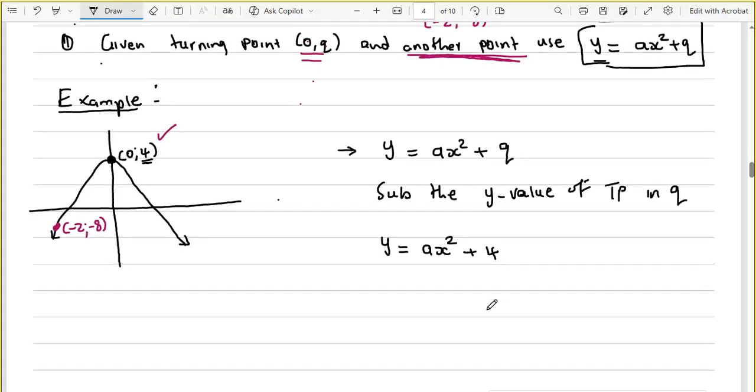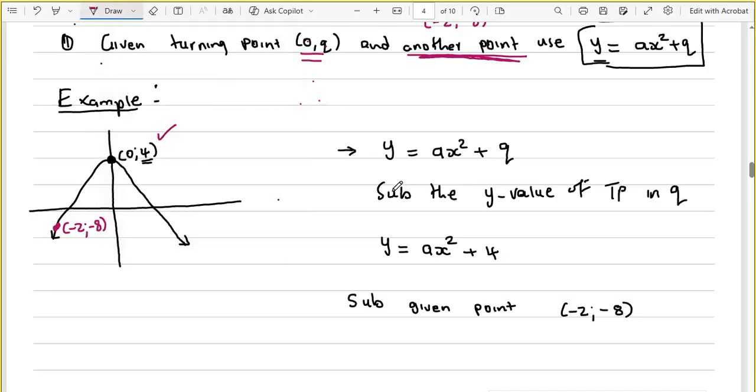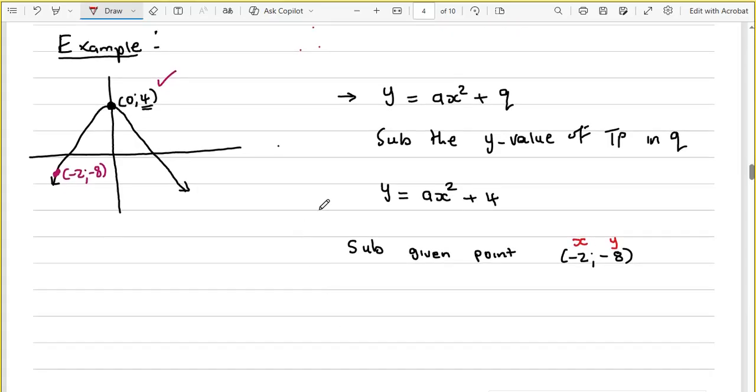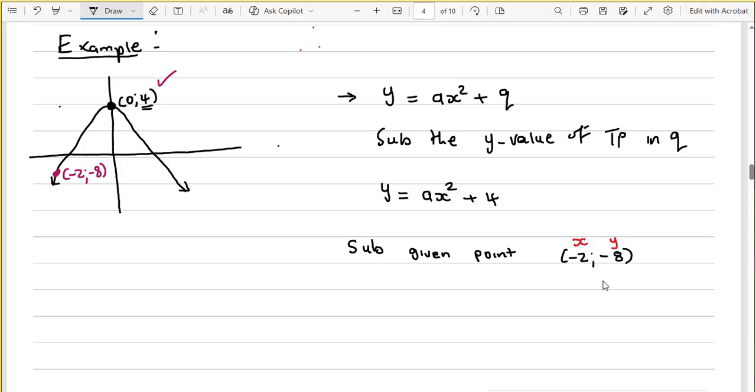Yes. Then now you're going to substitute the given point. And what was the given point? -2 and -8. So now if you look at that given point, it's very important that we note this is your x and this is your y. So on the equation, where you see x, you put -2, and where you see y, you put -8.